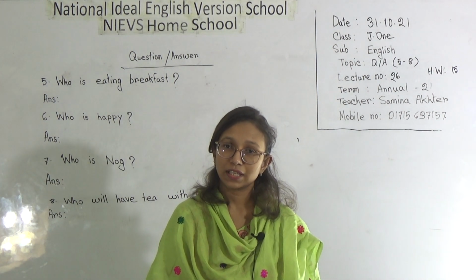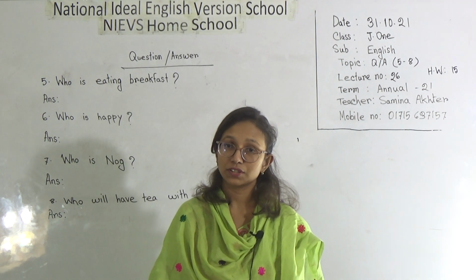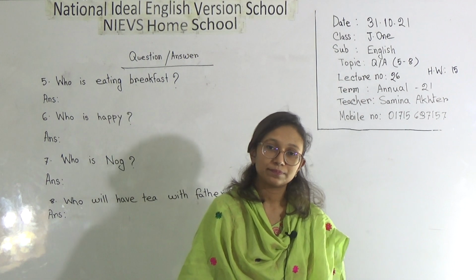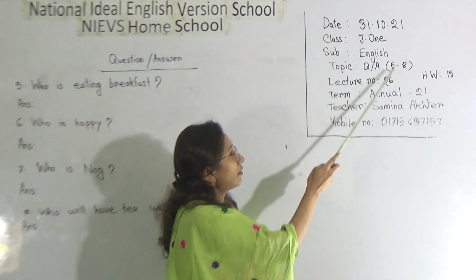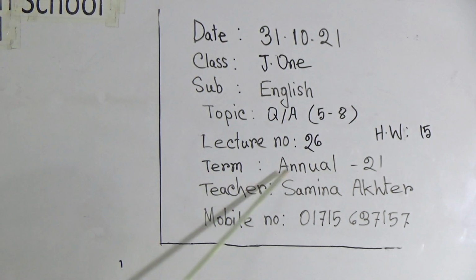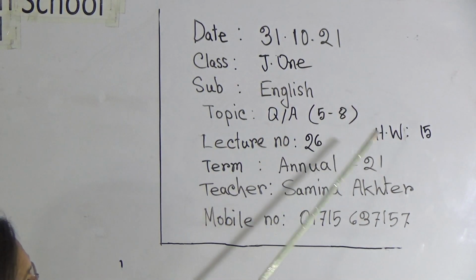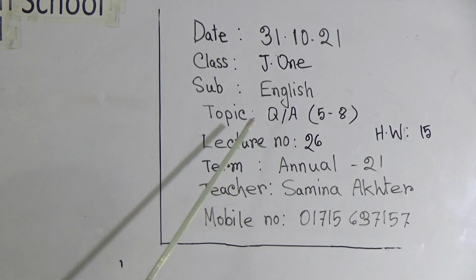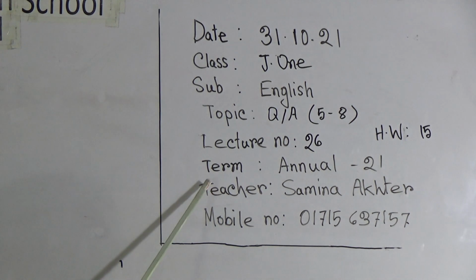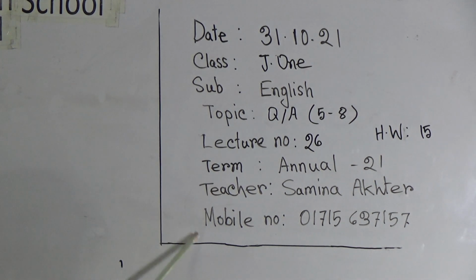Today I am going to take an English class for the students of Junior 1, and our topic is question answer 5 to 8. This is lecture number 26 and you have to do SW also. This is the topic from your annual term, and here my mobile number is given. So let's start our lesson, dear students.